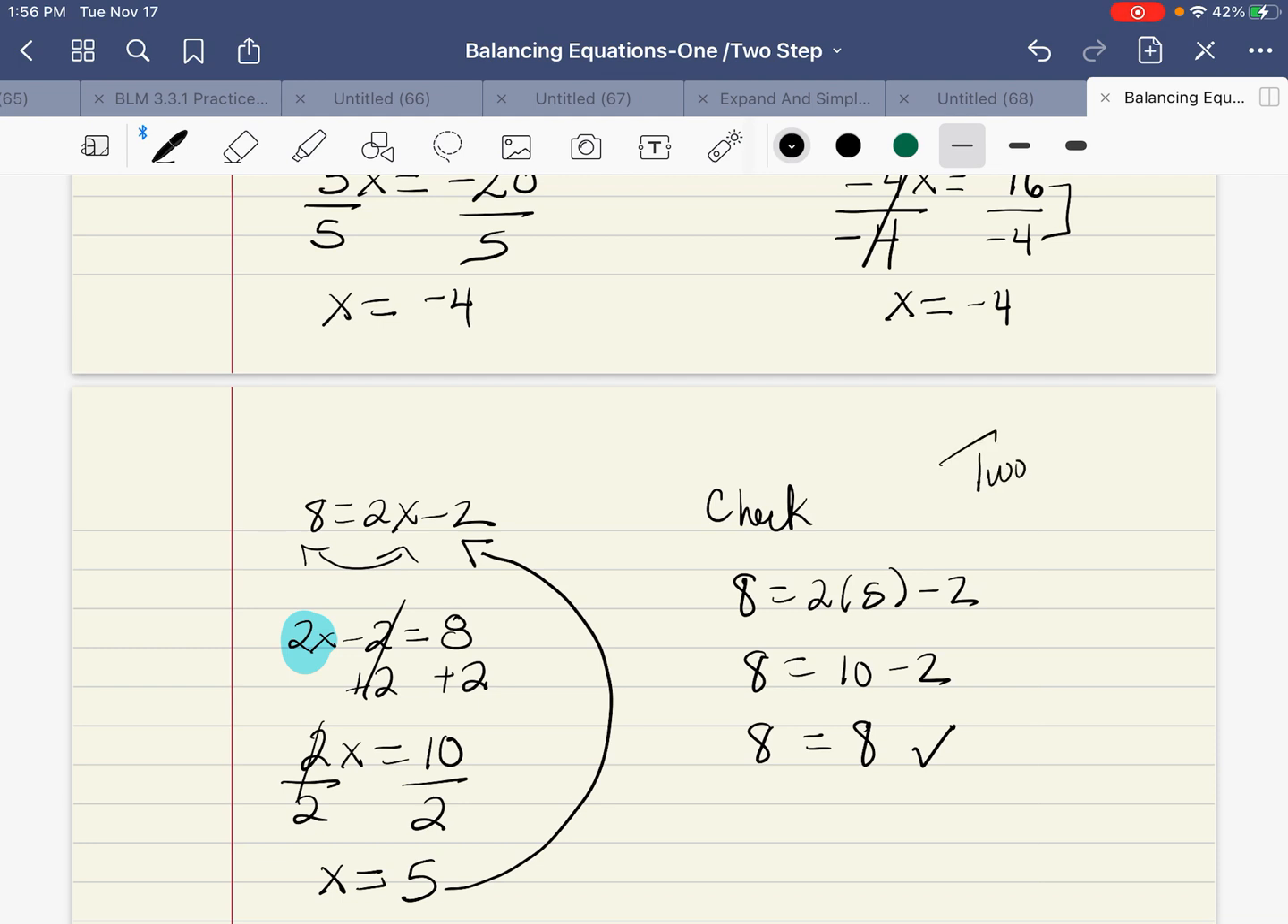So again, we looked at 1-step equations and 2 steps. Okay, we can go up to like 3, 4, 5, even 6 steps. But again, the key is balancing. So you want to isolate the variable, and you want to do so by doing the opposite.